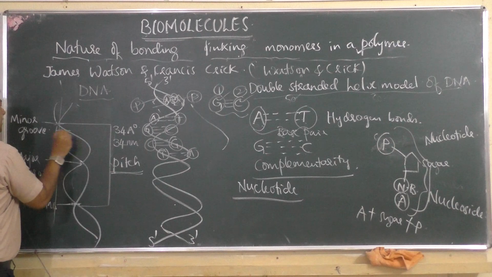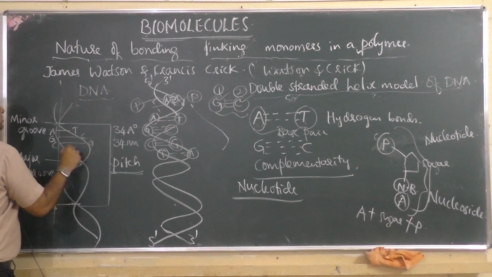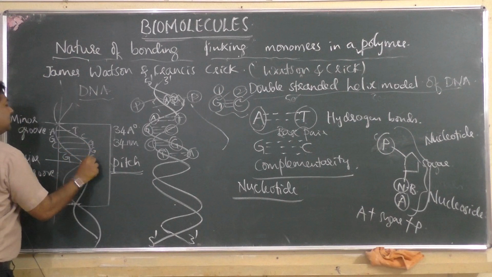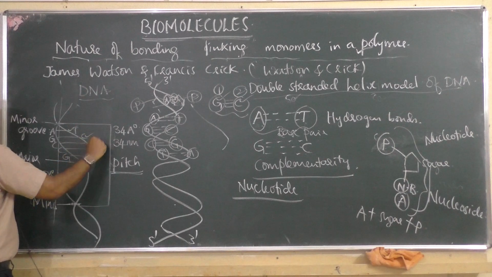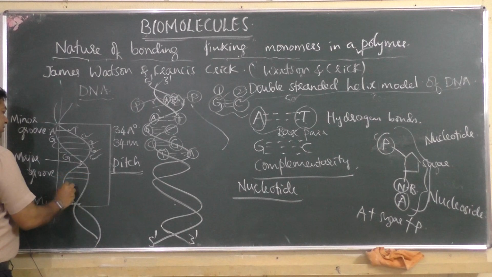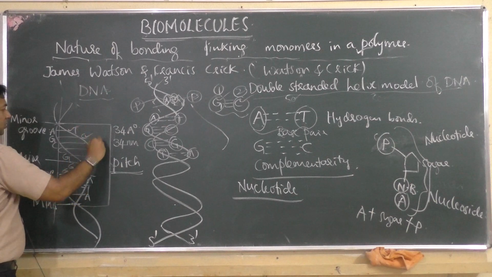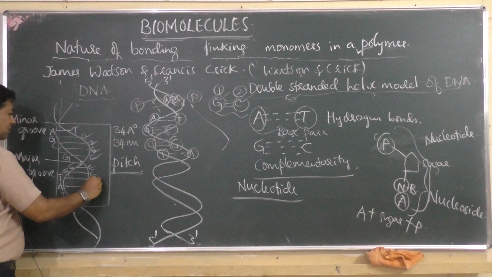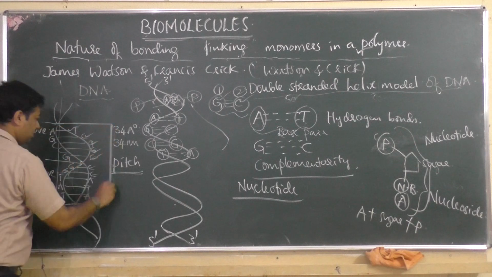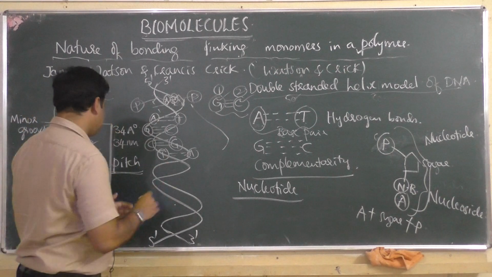Like suppose this is AT, GC, CG, CG, GC. Here 5 are there. You see 1, 2, 3, 4, 5. 5 base pairs, and here 5. Suppose it is GC, GC, TA, AT, TA. So here 1, 2, 3, 4, 5, and again here 1, 2, 3, 4, 5. So if you see one pitch, in one pitch 10 base pairs will be there.